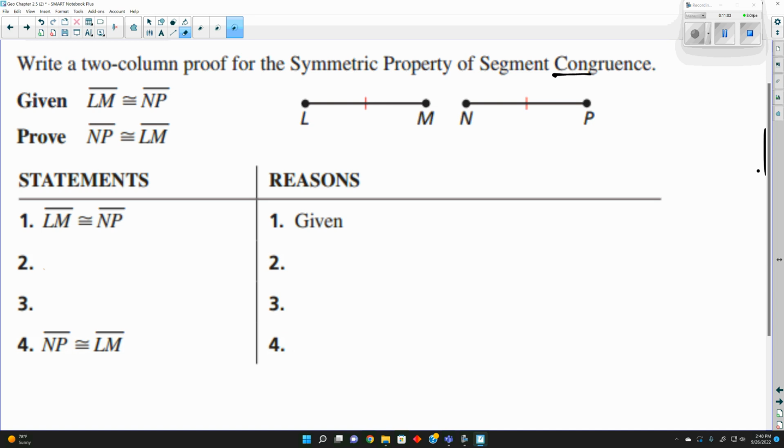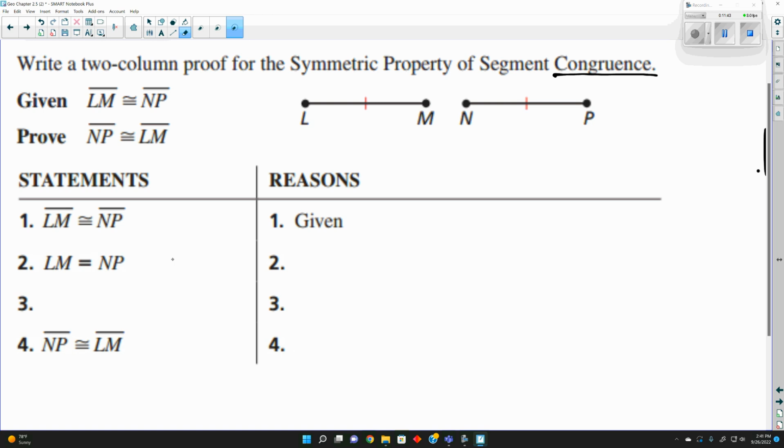Now, we can't use the symmetric property of segment congruency. But we've already proven the symmetric property of equality, because if A is equal to B, well, B is equal to A. We've already proven that that's true, yes? So we can actually use that here. Currently, we're saying that LM is congruent to NP, yes? If we know two things are congruent, it means they're also equal. Their lengths are equal. So what we could say is that LM is equal to NP.